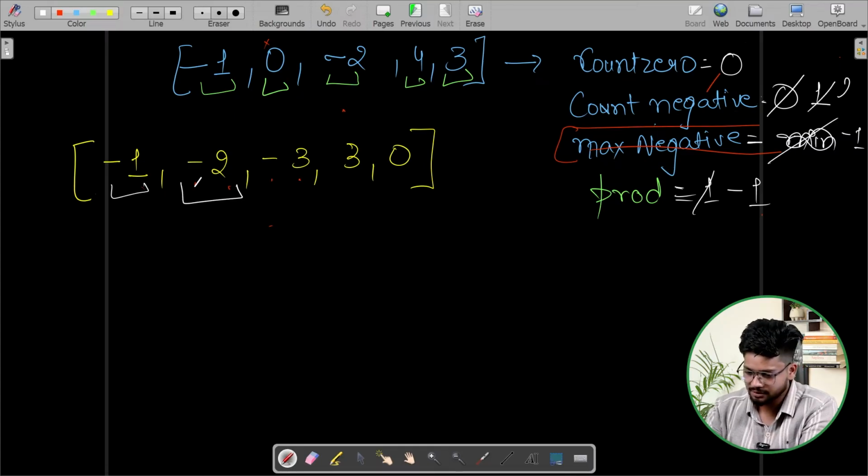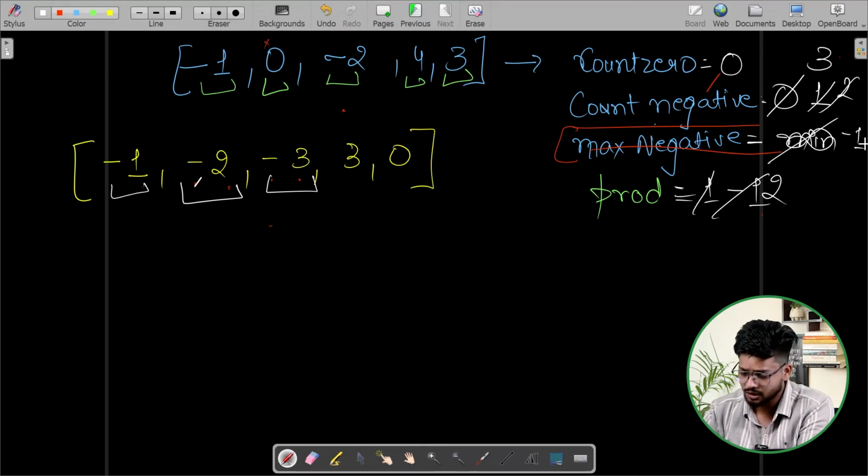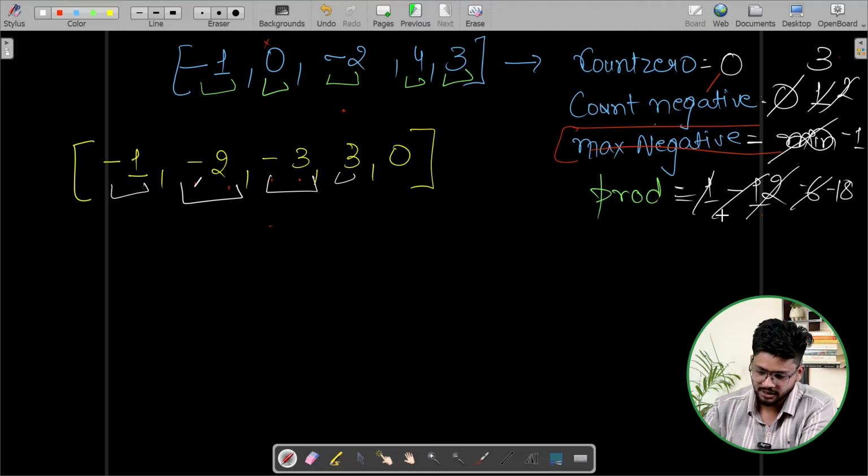-2 will increase the negative count, but will it replace the -1? No, it will not replace the -1, because -1 is greater than -2. Then we have to update the product as well. Then we take -3, and firstly we increase the count of negatives, and the maximum negative will not be replaced by -3, because -1 is greater than -3. Then we also update the product, that is going to be -6, and after this 3, we just update it to -18. Now it is a 0, so we will increase the 0 count.